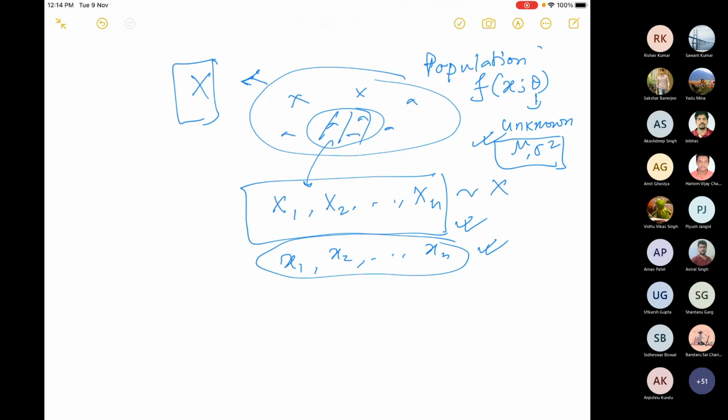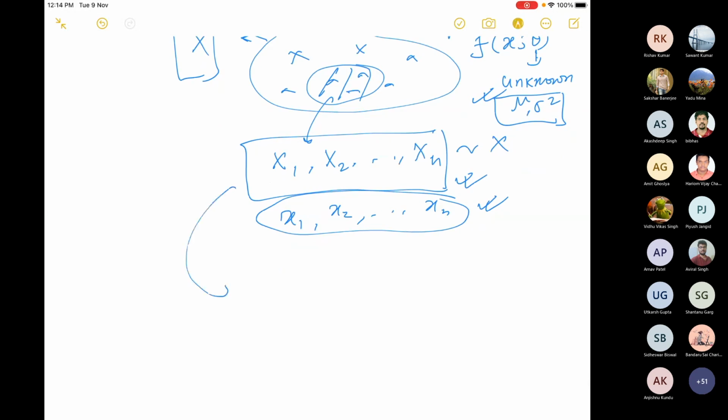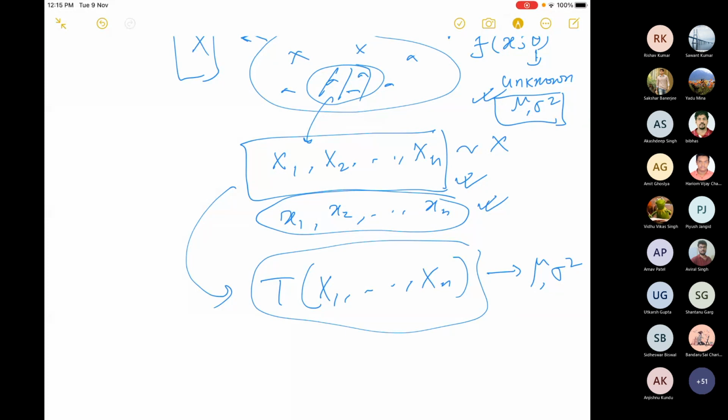So this is what is called point estimation, because we want to find a particular value. And how did we do it? We defined something called a statistic. A statistic is nothing but a function of x1, x2, xn, let's say t of x1, x2, xn. It could be something like a sample mean, sample variance, and so on. If you replace the capital X's by the small x's, then we can estimate mu and sigma square using that statistic.